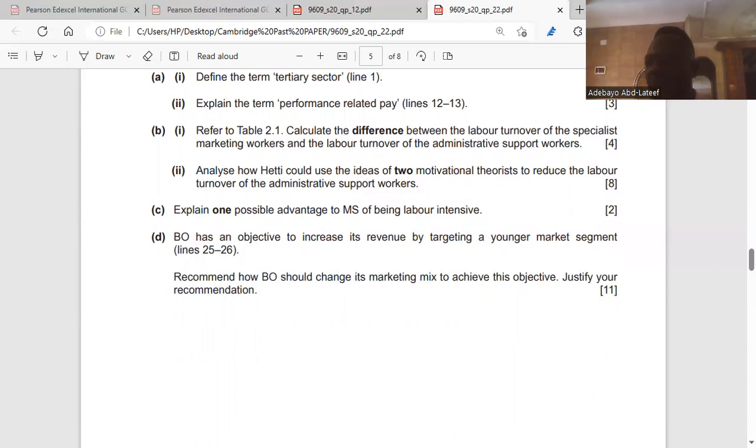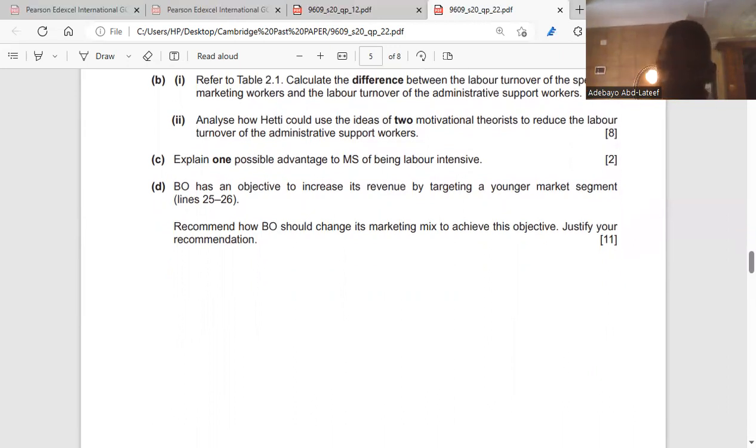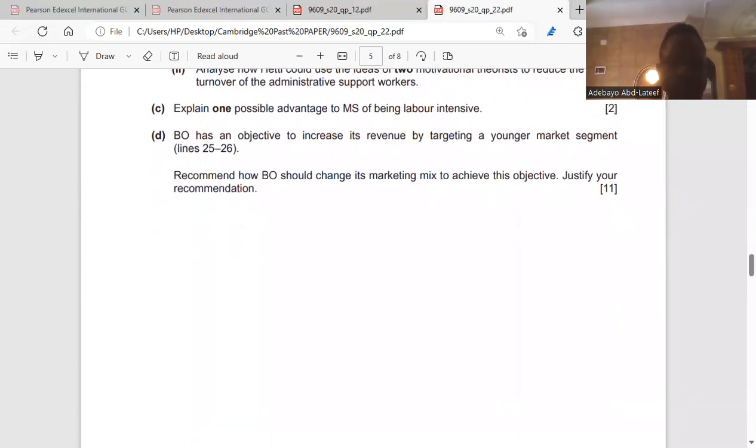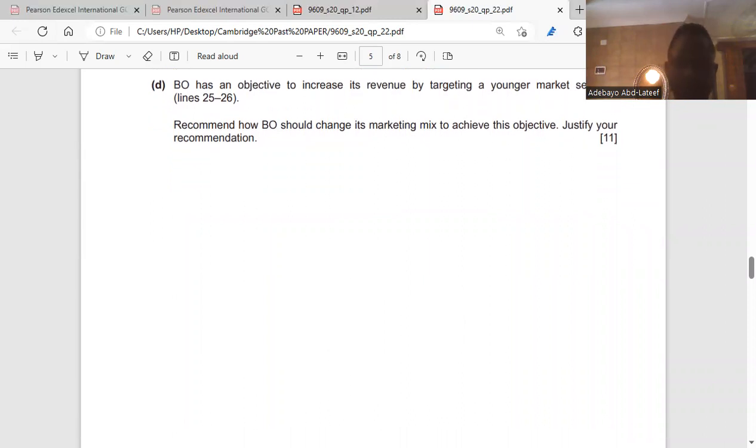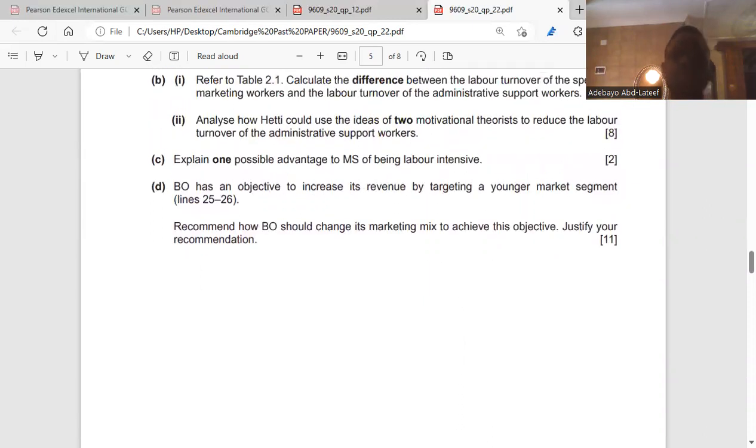Two, you can talk about workers can be trained. They have skills. So I think it's clear. The third one. Yeah, it's very clear. The Gulfport BO has an objective to increase its revenue by targeting a younger market segment. Recommend how BO should change its marketing mix to achieve this objective. Just to justify your recommendation.